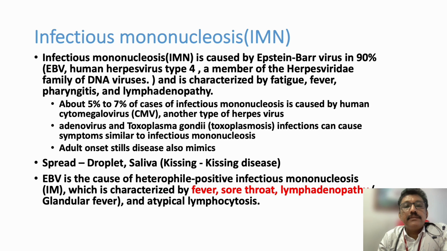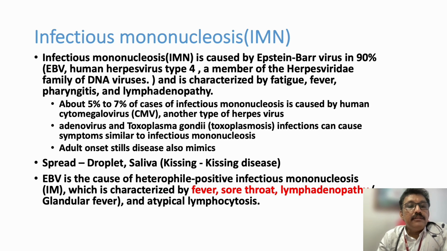In about 5 to 7% of the patients, this mononucleosis-like syndrome can be due to CMV, cytomegalovirus, other types of herpes viruses, Toxoplasma gondii, adenovirus, or adult onset Still's disease. It's a rheumatological condition where the patient can have high degree fever along with skin rashes. They also have IMN-like features. They can have pharyngitis, some lymphadenopathy, non-specific lymphadenitis. All these things are also seen.